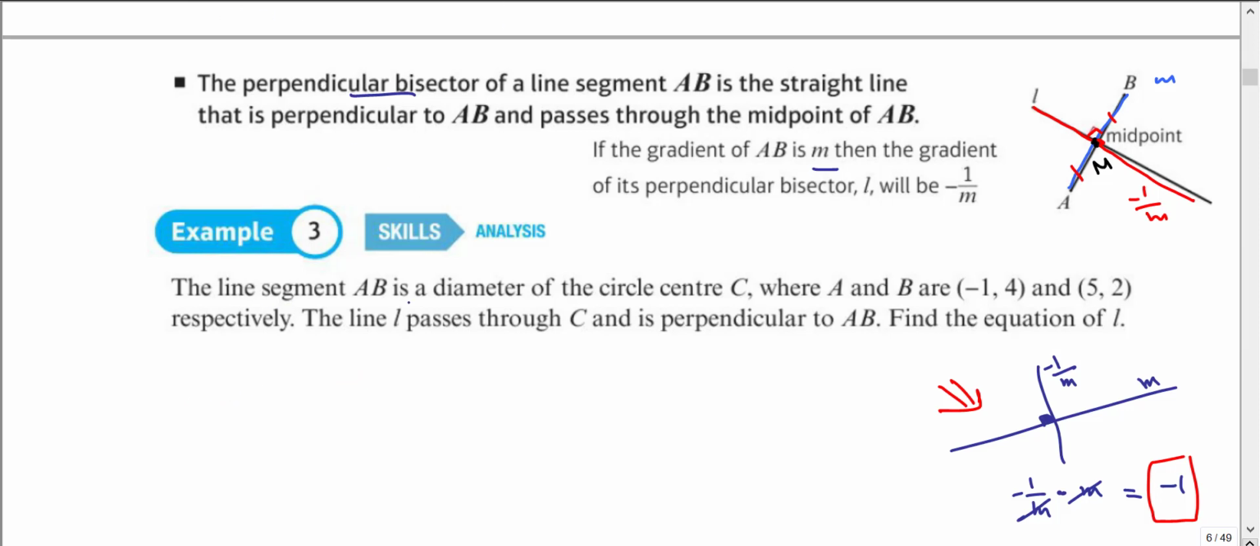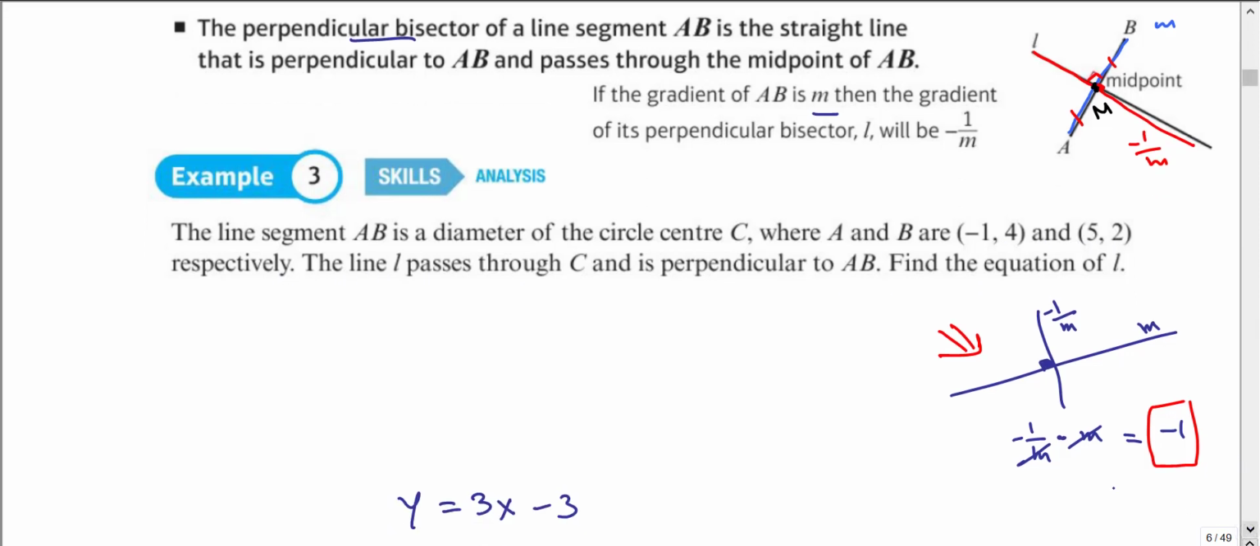The line segment AB is the diameter of a circle with the center C. We don't have the coordinates of the center. Where A and B are negative 1, 4 and 5, 2 respectively. The line L passes through C.